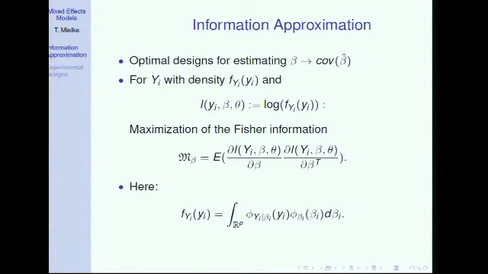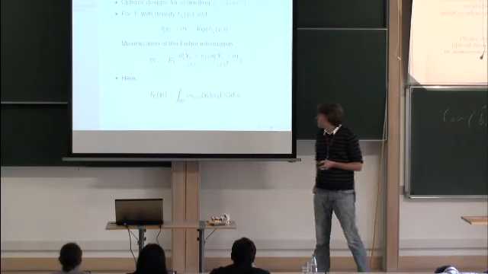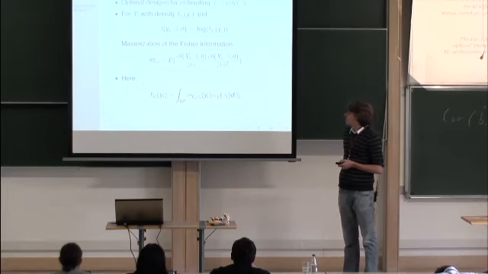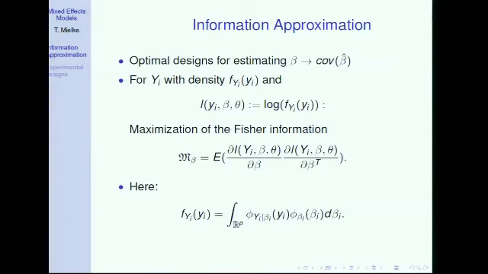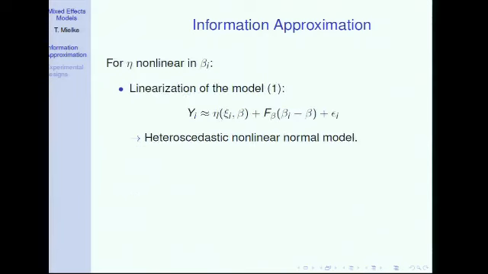This is the normal density with mean eta of beta_i, and here the normal density with mean beta and variance sigma squared D. For nonlinear response functions, this has no closed form representation. For linear response functions eta, this is just again a normal density. But in pharmacokinetics, we unfortunately usually have nonlinear response functions.